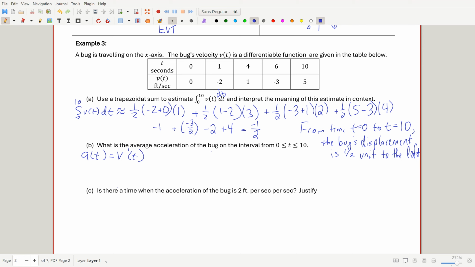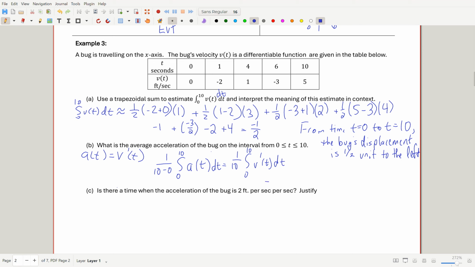So to find the average acceleration from 0 to 10, we have to take 1 over 10 minus 0, integrate from 0 to 10, and we've got to integrate our function, a of t, dt. But a of t is v prime of t, right? So I could just as easily say that this is 1/10, get rid of that subtraction there, the integral from 0 to 10 of v prime of t dt.